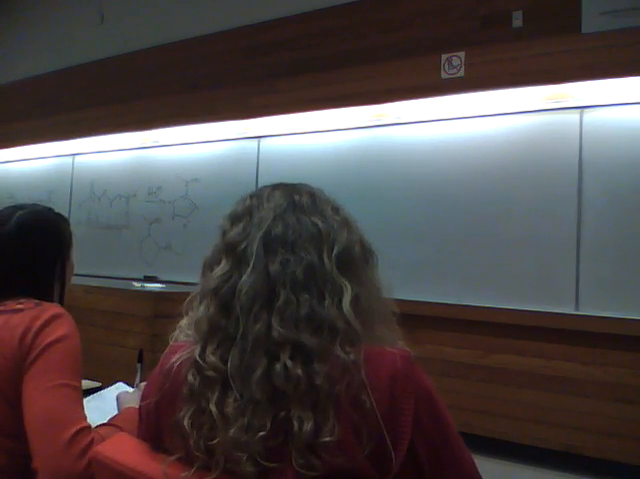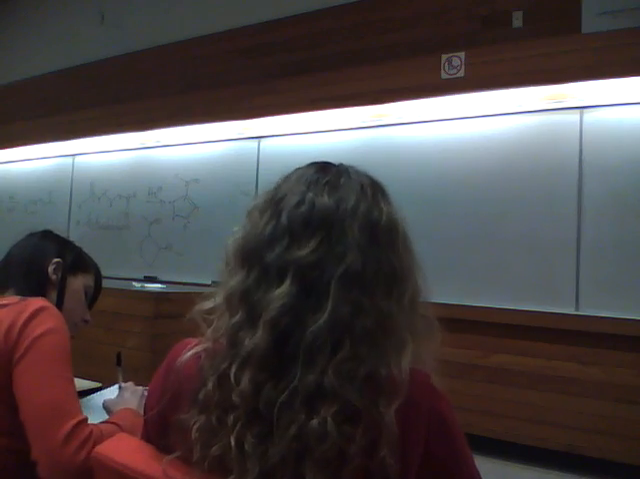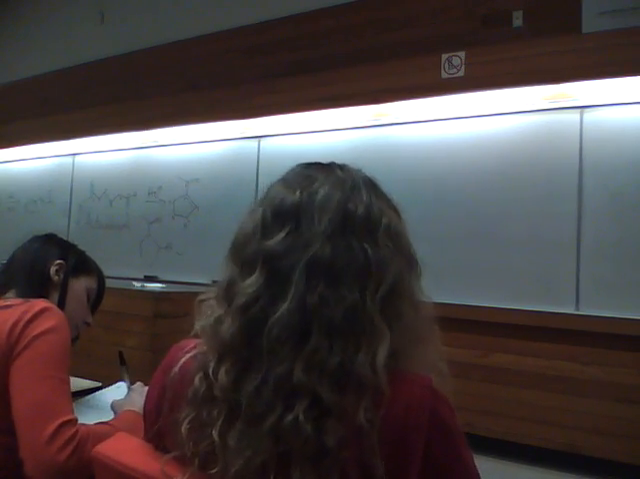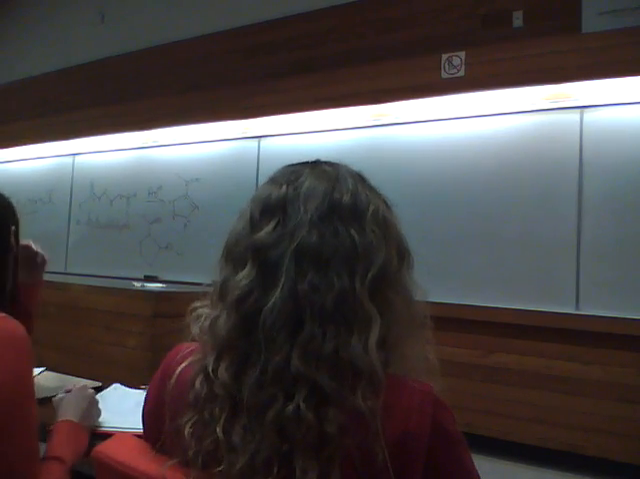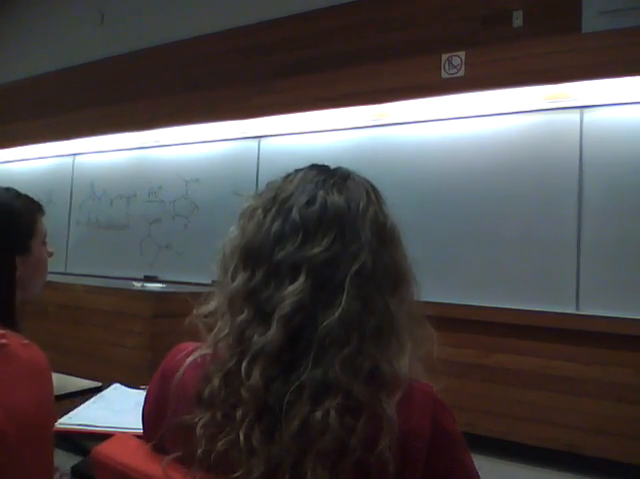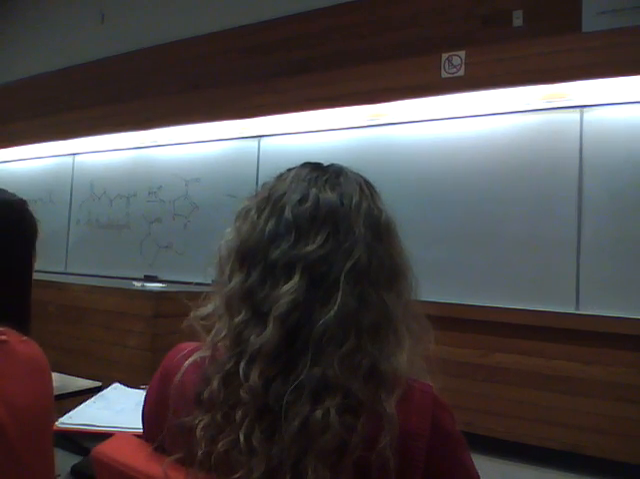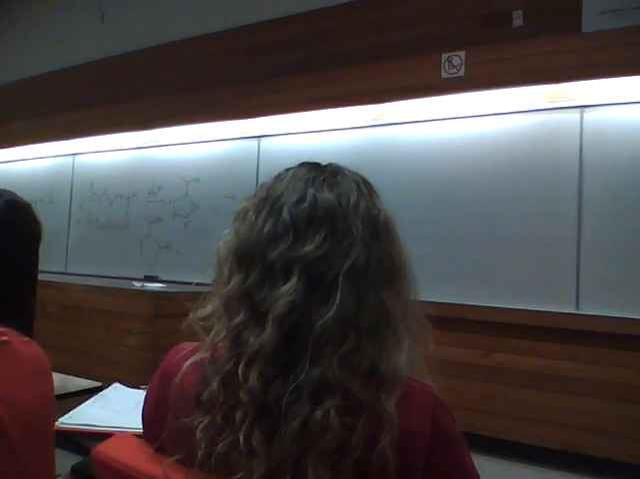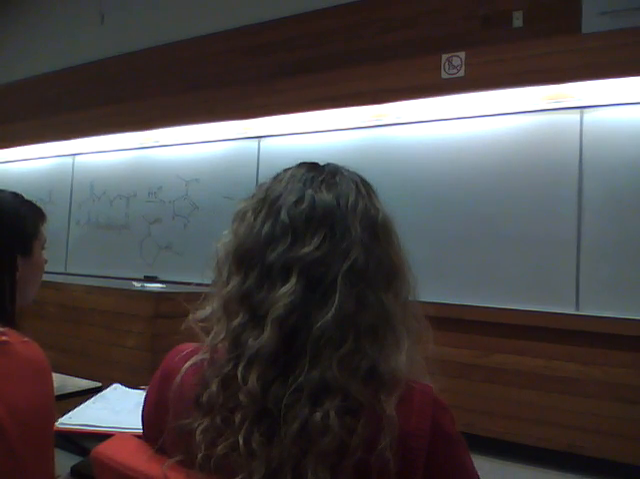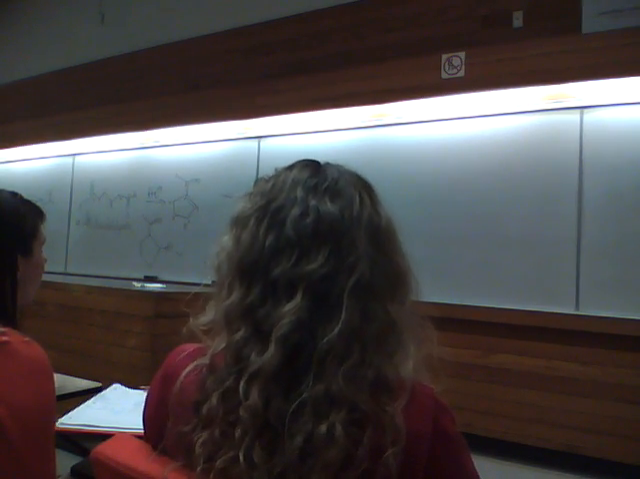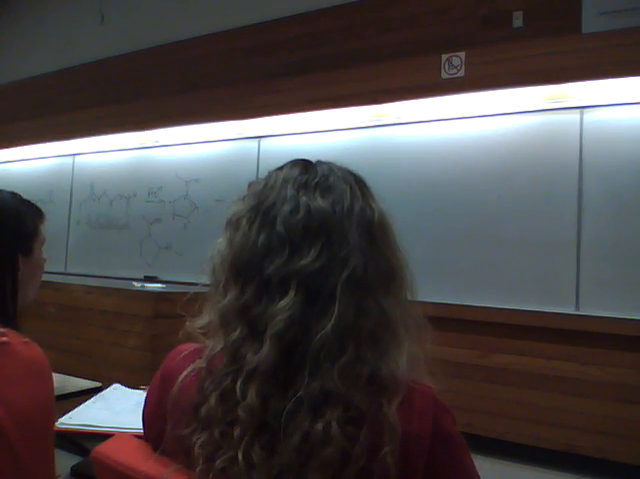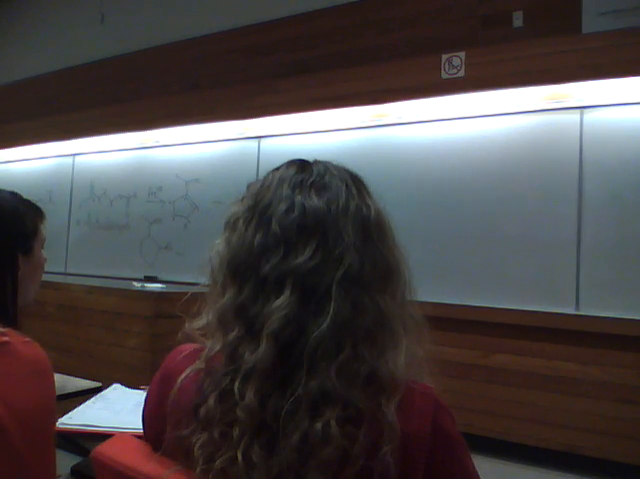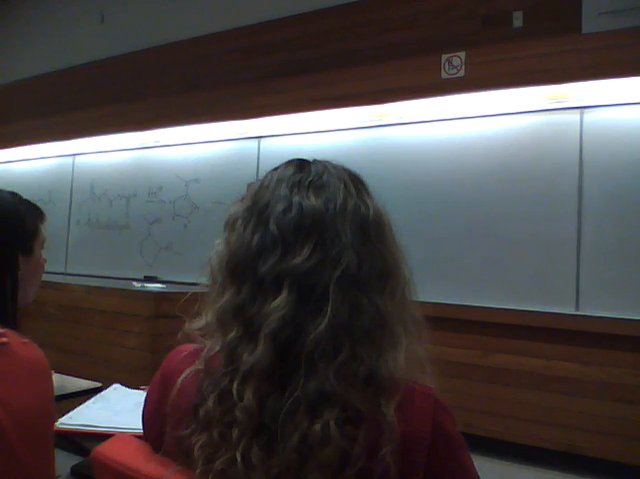Now there's one other method for making rings, very important. It's the Robinson annulation. Now annulation just means business of making rings. And the Robinson annulation was the method developed by Sir Robert Robinson, who was a Nobel Prize winning organic chemist working at Oxford. And the Robinson annulation is used in many different situations, but one of its most important situations is to make 6-membered rings.